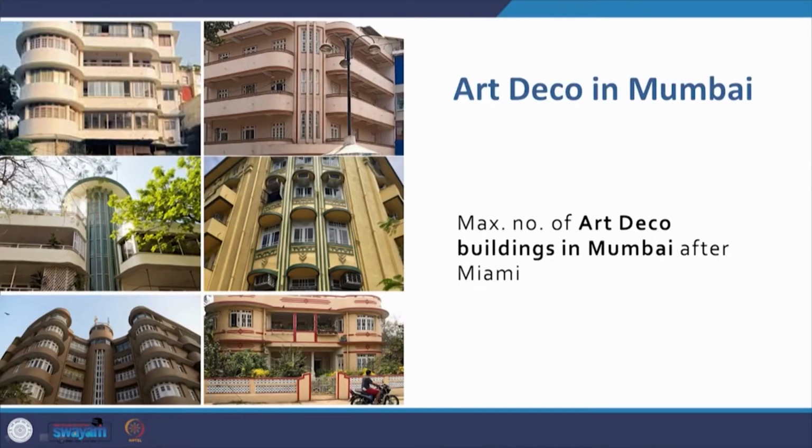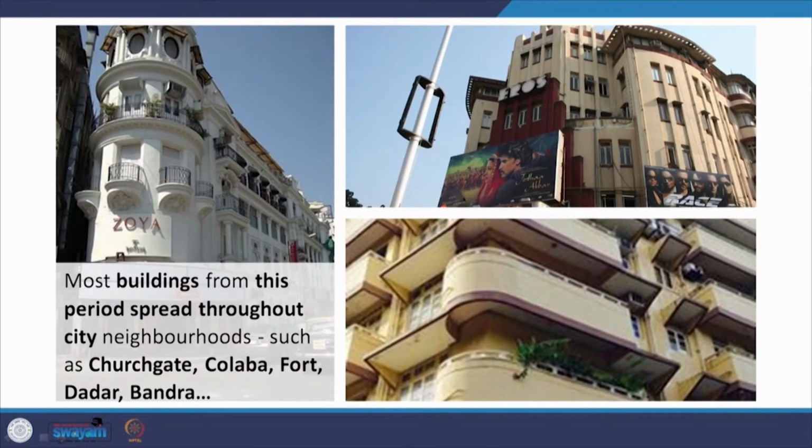Now, maximum number of Art Deco buildings are in Mumbai today after Miami. And most of these buildings from this period have spread throughout the city neighborhoods. Find them in Churchgate, in Colaba, Fort, Dadar and Bandra, etc.